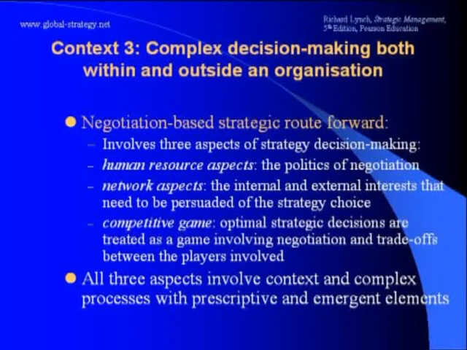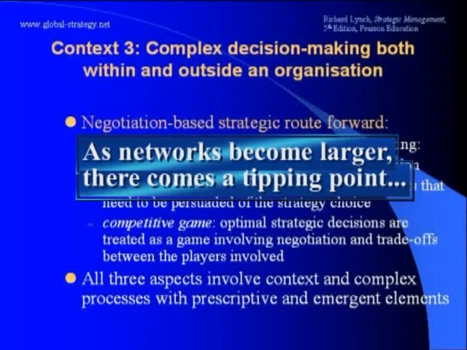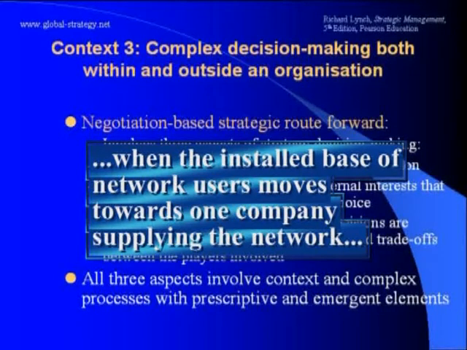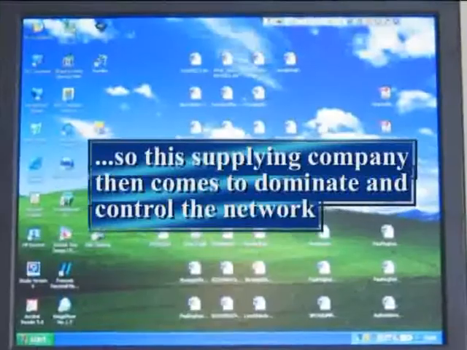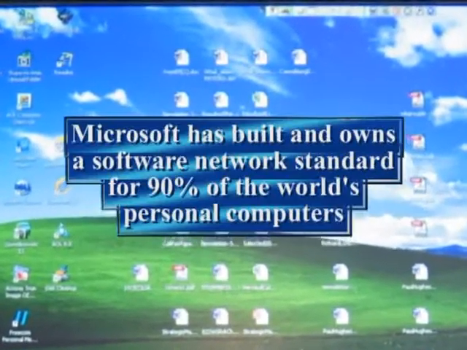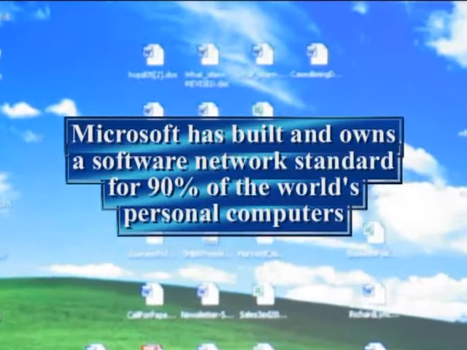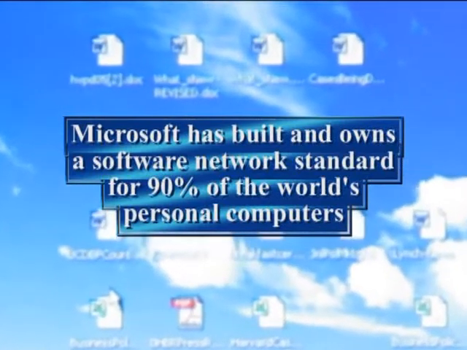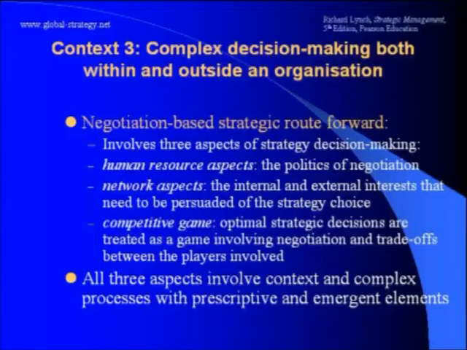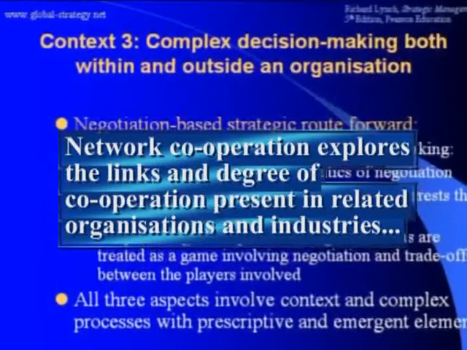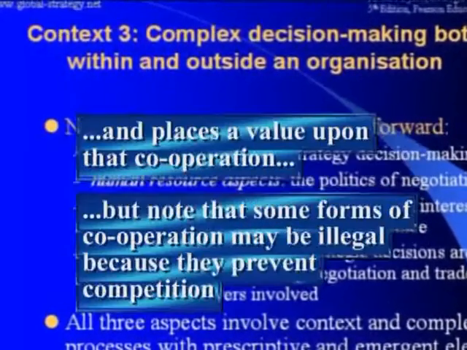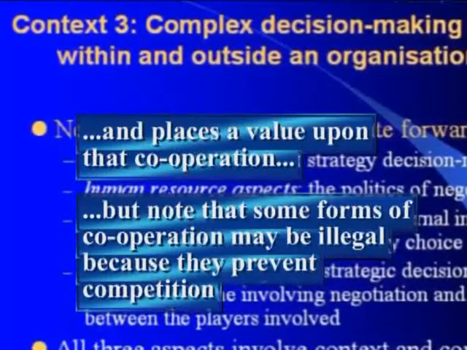In such externalities, the key moment is the tipping point, which is reached when the installed base of network users moves towards one company supplying the network and away from rival suppliers. The obvious example here being Microsoft with its Word and Office processing systems and its base for the personal computer networks. Network cooperation explores the links and degree of cooperation present in related organizations and industries and places a value upon that cooperation.